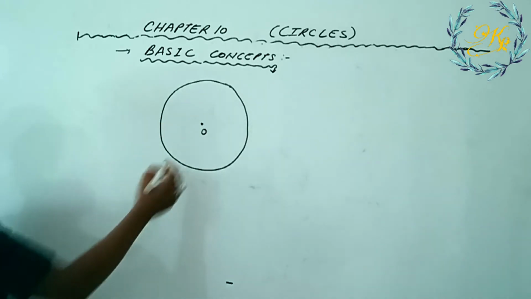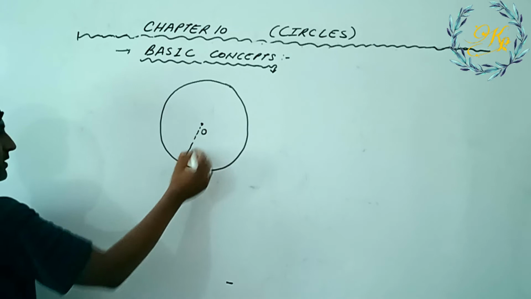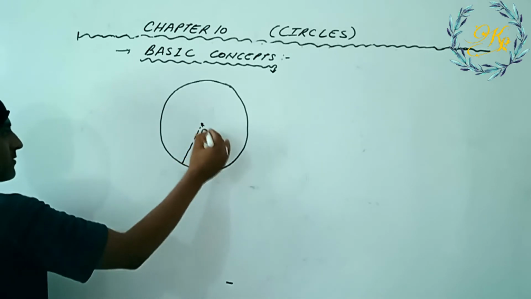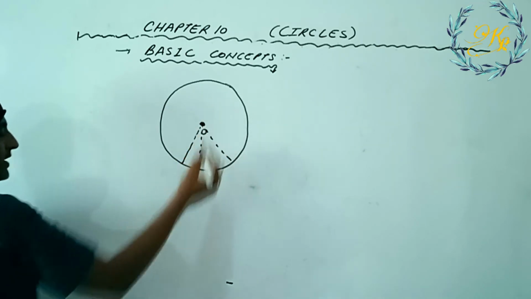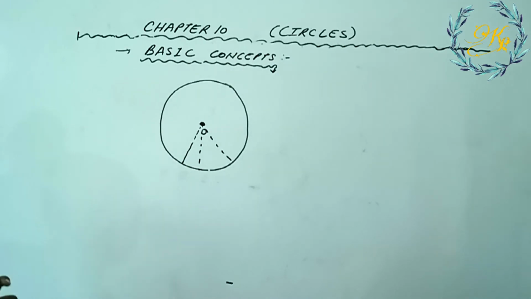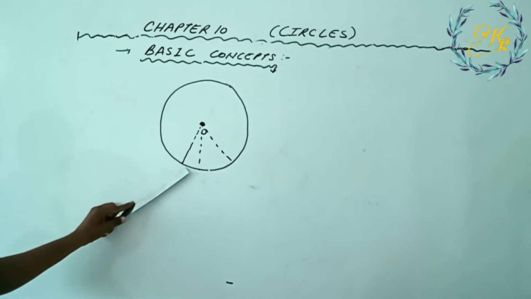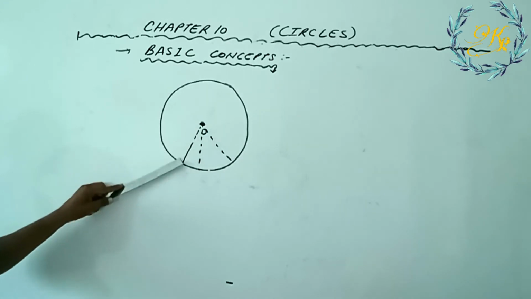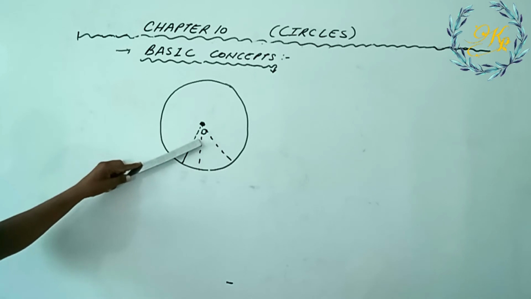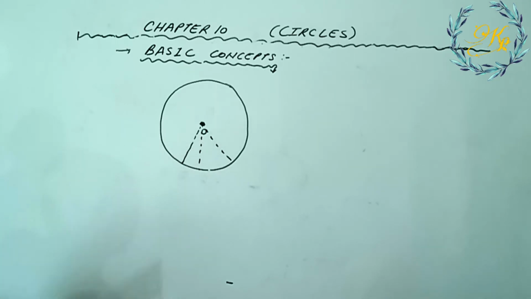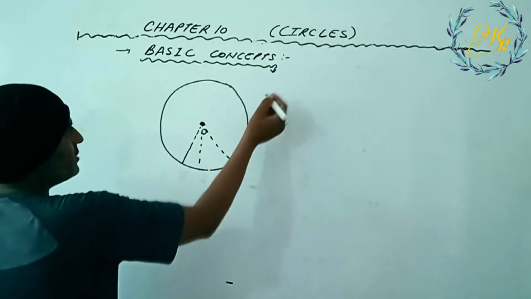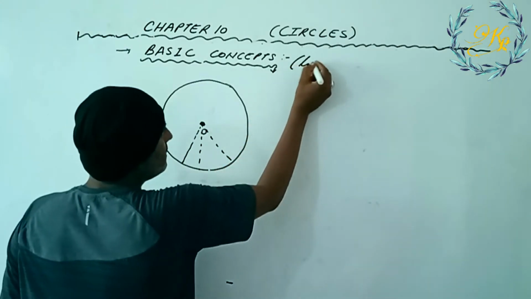As you can see, all the points of the circumference of the circle are at a fixed or constant distance from this fixed point at the center. Okay, so I repeat the definition of a circle once again. A circle is a collection of all the points in a plane which are at a constant distance from a fixed point, that is the center. Alright, after that, we'll go through three basic concepts relating to a line and a circle.